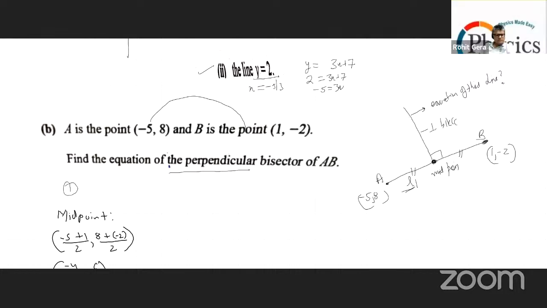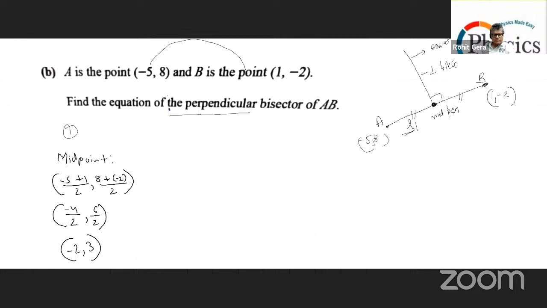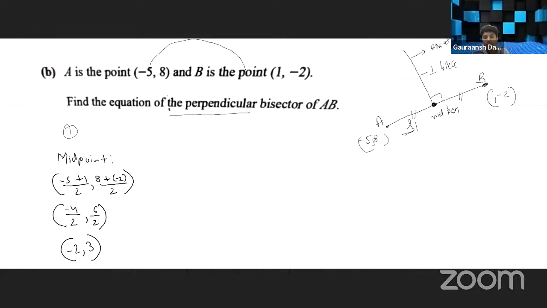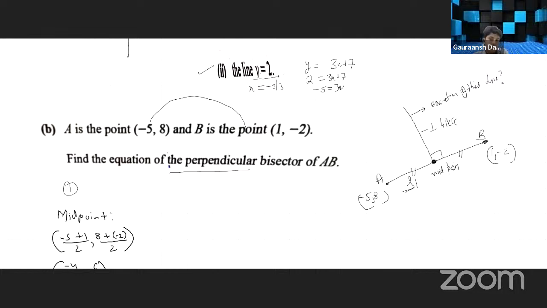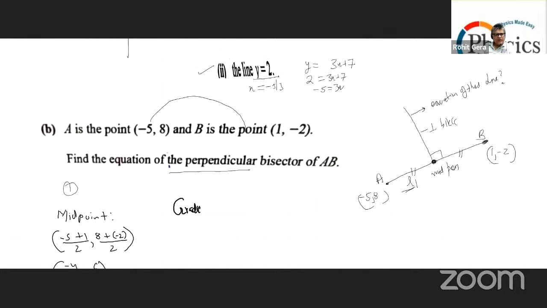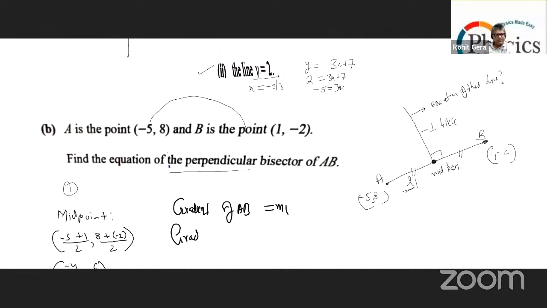Now I have taken the midpoint. Okay, you understand that this is the midpoint. Do you see any other important information in the diagram? Gradient. Can we say from the diagram that if the gradient of AB is M1 and the gradient of the perpendicular bisector is M2, then M1 M2 is equal to -1.